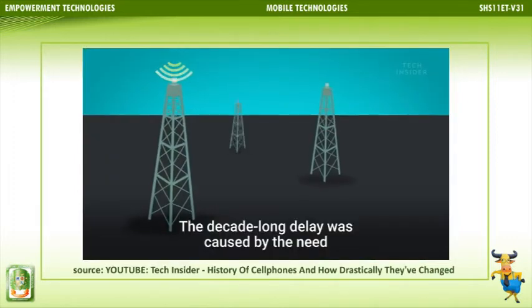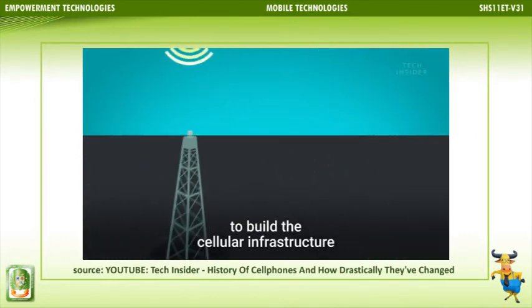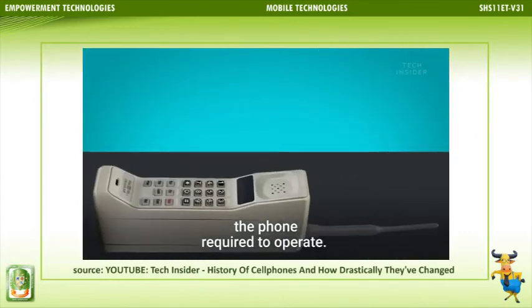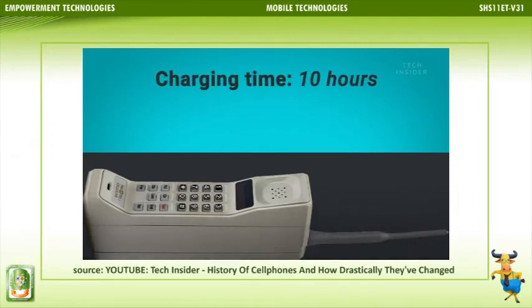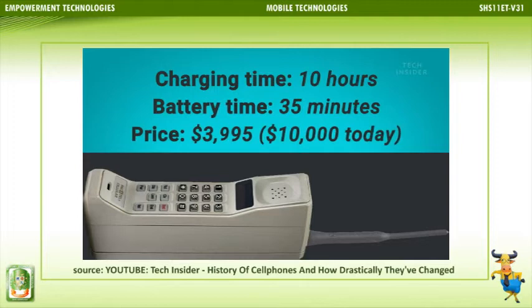The decade-long delay was caused by the need to build the cellular infrastructure the phone required to operate. The phone took 10 hours to charge, lasted 35 minutes, and cost $3,995, which would be about $10,000 today.